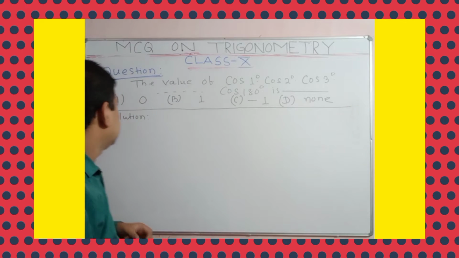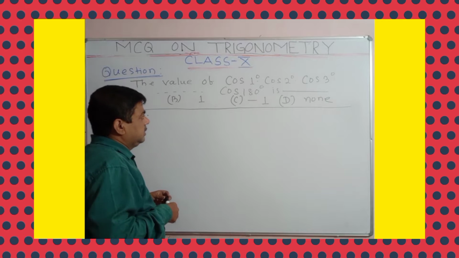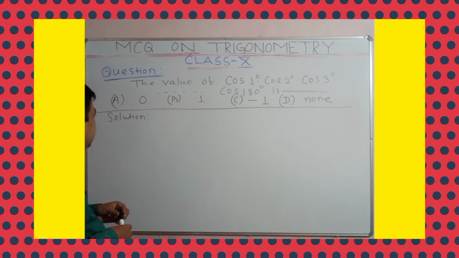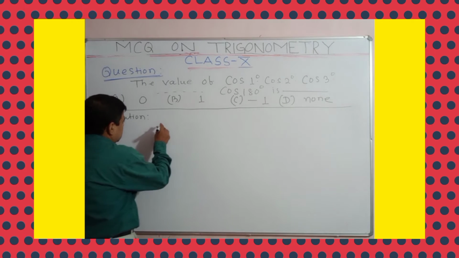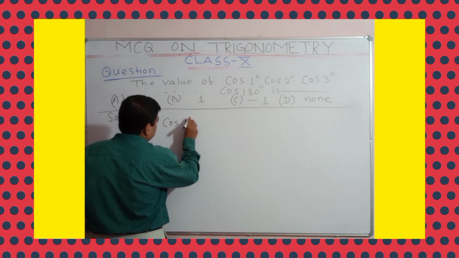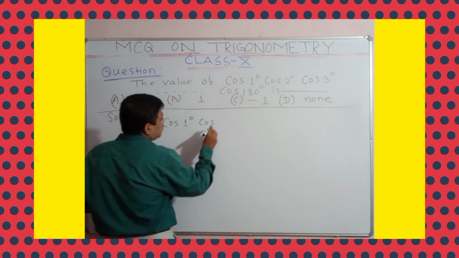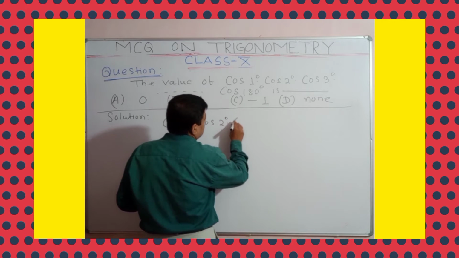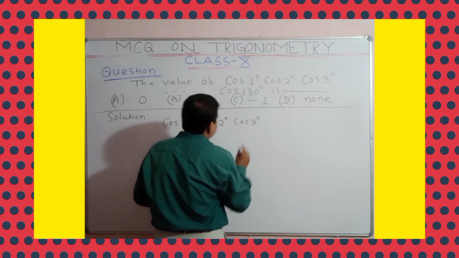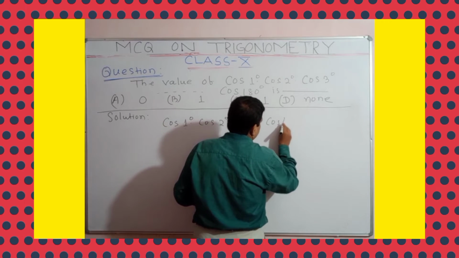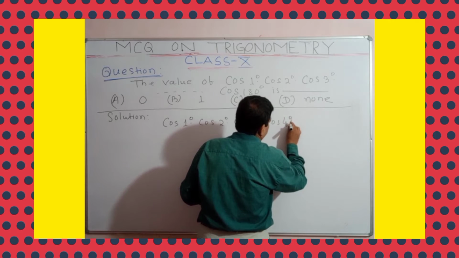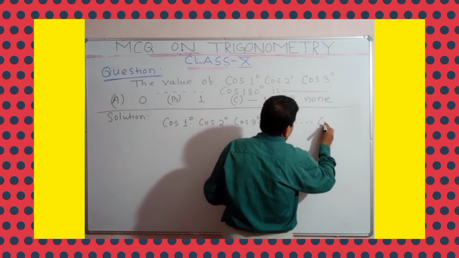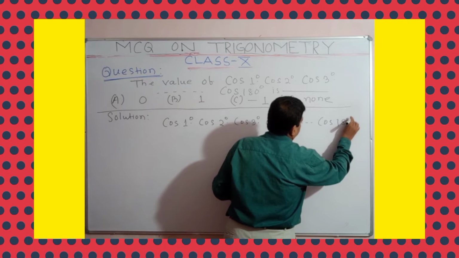My next question is: the value of cos 1 degree into cos 2 degree into cos 3 degree up to cos 180 degree is option A 0, option B 1, option C minus 1, and option D none. Okay. Understand? Let's see. Cos 1 degree into cos 2 degree into cos 3 degree into cos 4 degree up to cos 180 degree. What is the value? You have to find out.